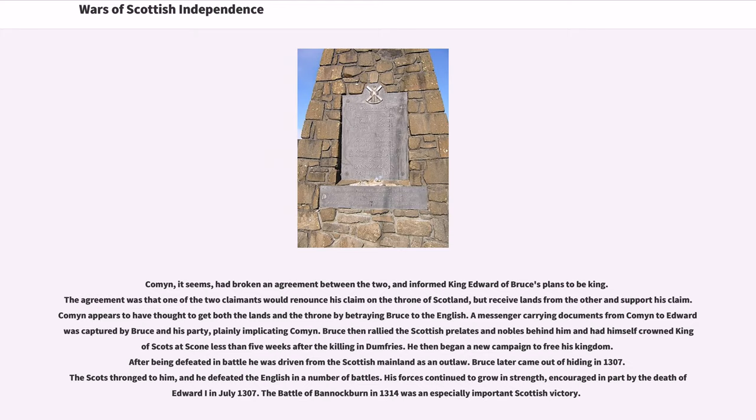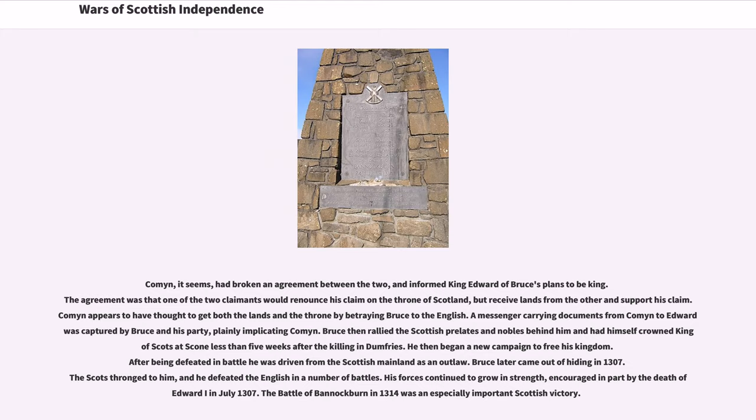Bruce then rallied the Scottish prelates and nobles behind him and had himself crowned king of Scots at Scone less than 5 weeks after the killing in Dumfries. He then began a new campaign to free his kingdom. After being defeated in battle, he was driven from the Scottish mainland as an outlaw. Bruce later came out of hiding in 1307. The Scots thronged to him, and he defeated the English in a number of battles.